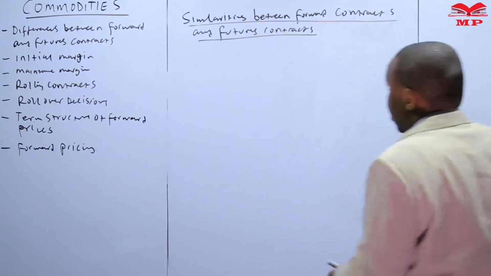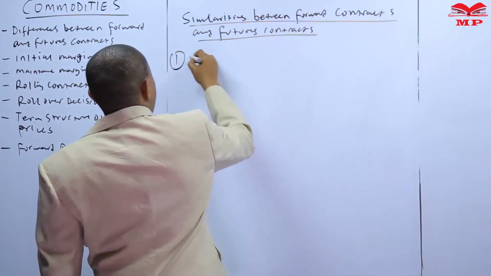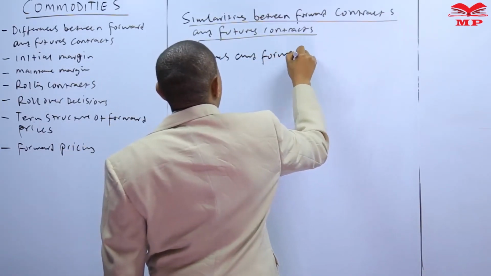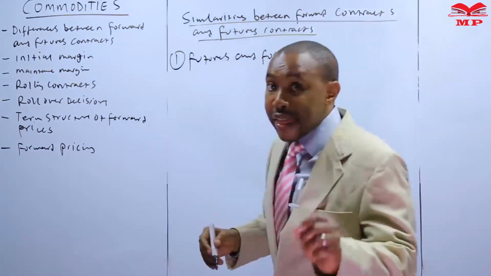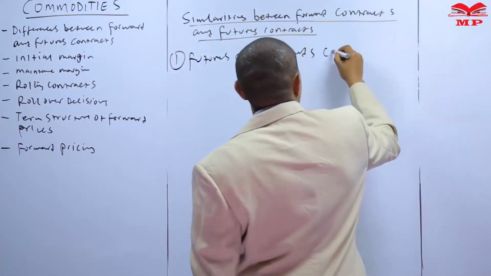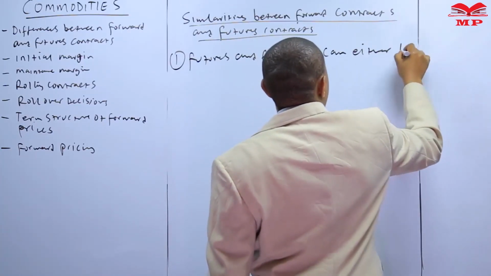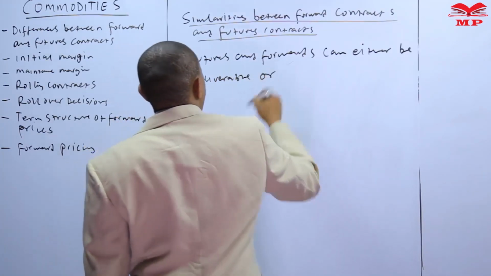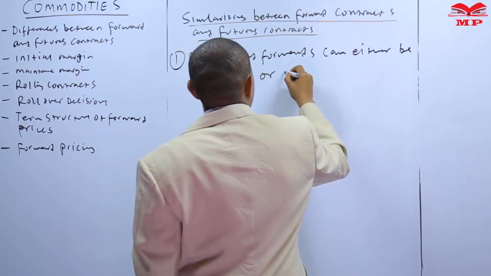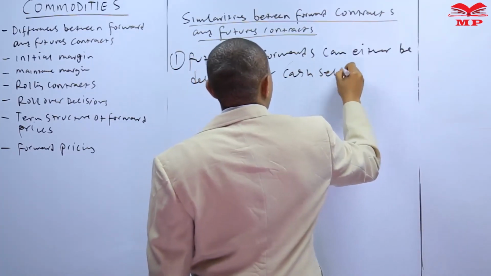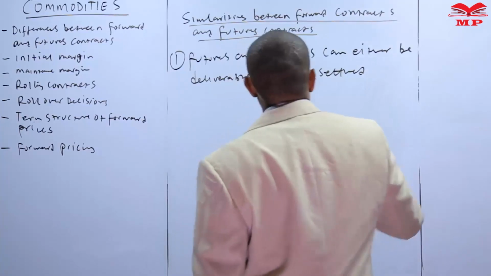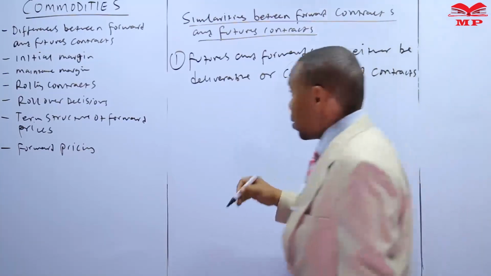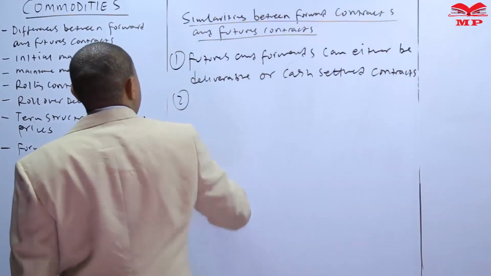We can state this. Number one, futures and forwards can either be deliverable or cash settled contracts. That is how they are similar. I'll probably provide the description of how they are different.